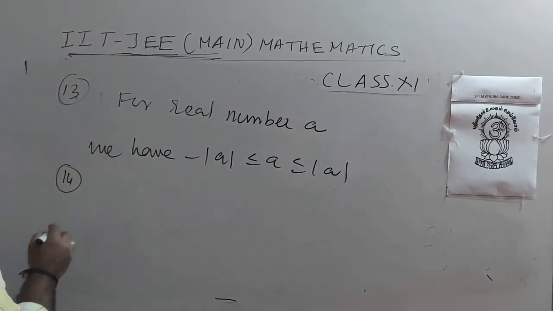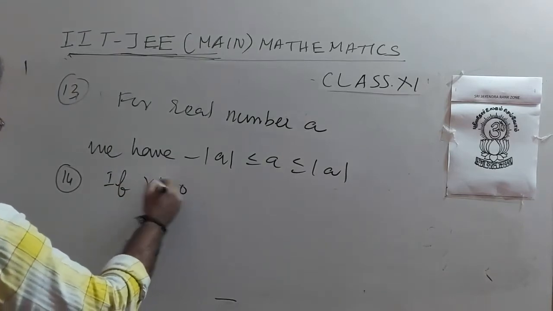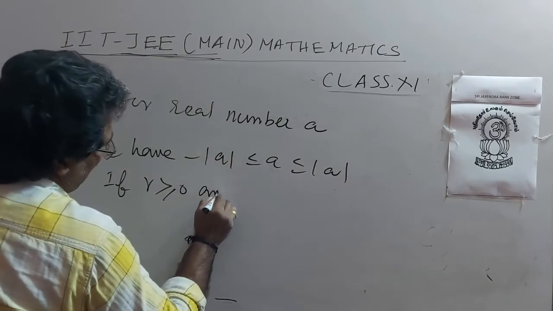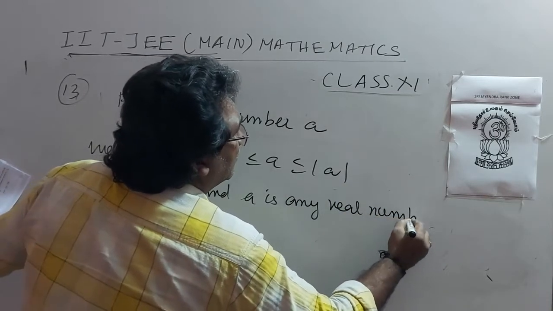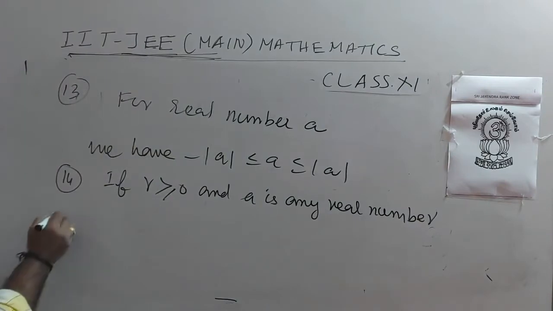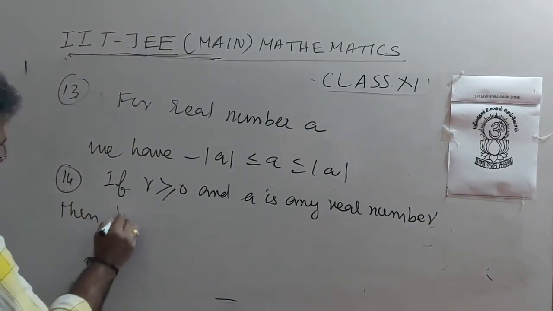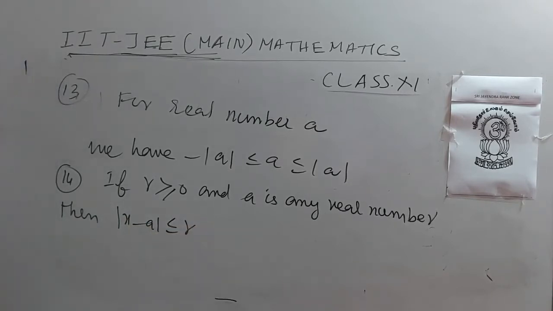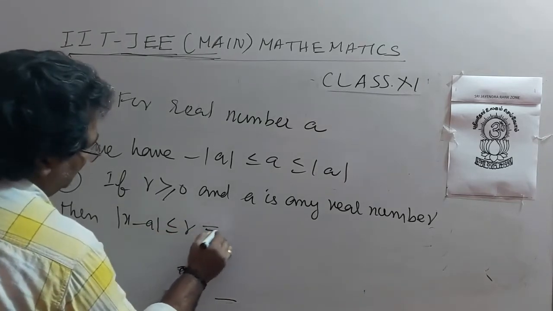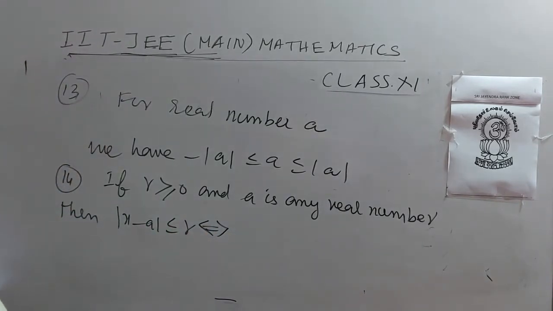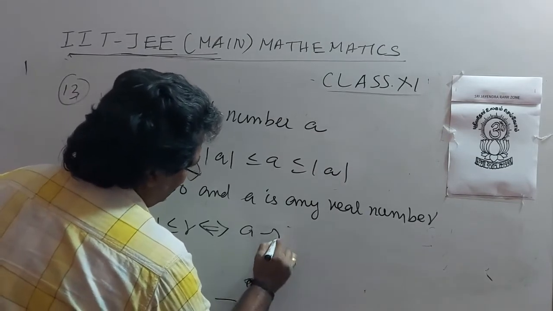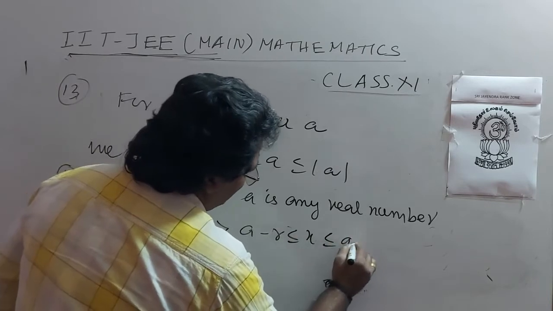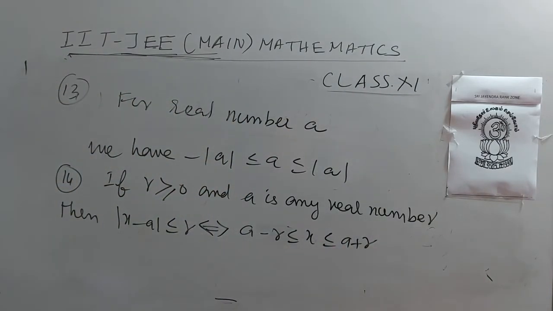Property 14: if r is greater than or equal to 0 and a is any real number, then modulus x minus a is less than or equal to r if and only if a minus r is less than or equal to x, which is less than or equal to a plus r.